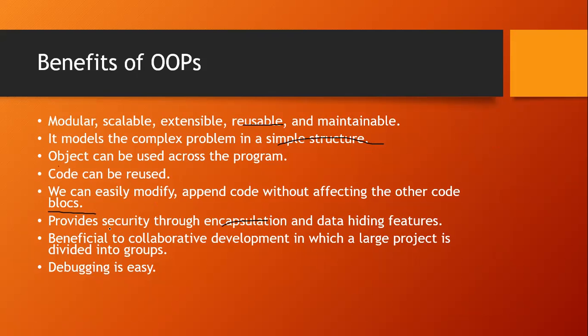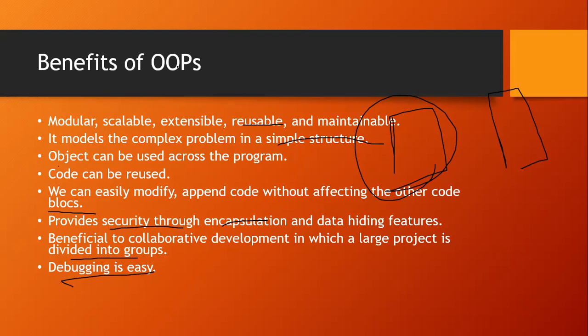It also provides security. Each car is secured. If you talk about Audi, it has its own data packed in one object. BMW has its own data packed in the other object. So there is no interaction. Okay, it's very secure. And it is beneficial to collaborative development, in which a large project is divided into groups. So you can divide teams into groups and then perform actions. And debugging again is simple.